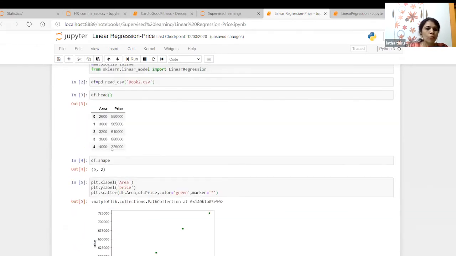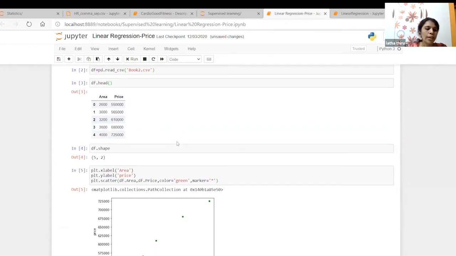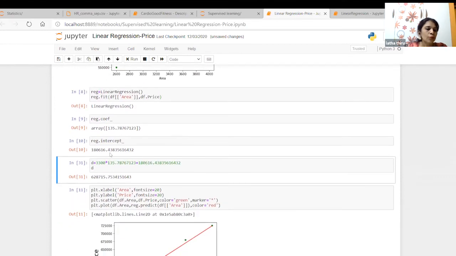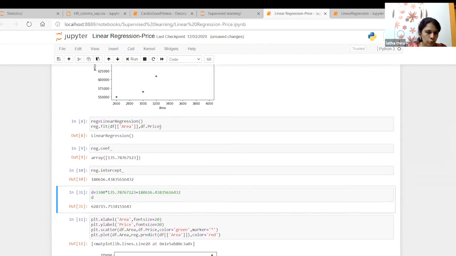Now if I want to find out the price for 3,300 square feet, how can I do that? Manually, I can do that: 3,300 into, y equal to mx plus c, so 3,300 into 135.78767123 plus this is the c value, so that I can get the output. Have you done anything over here to find the best fit line or anything? We are not doing anything. It is being done by the library.